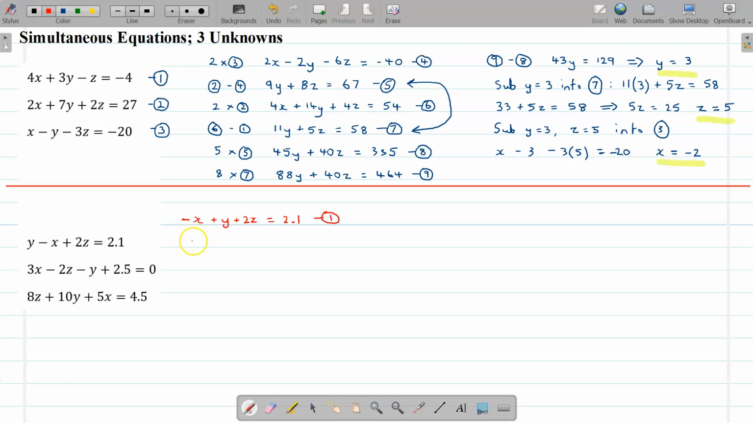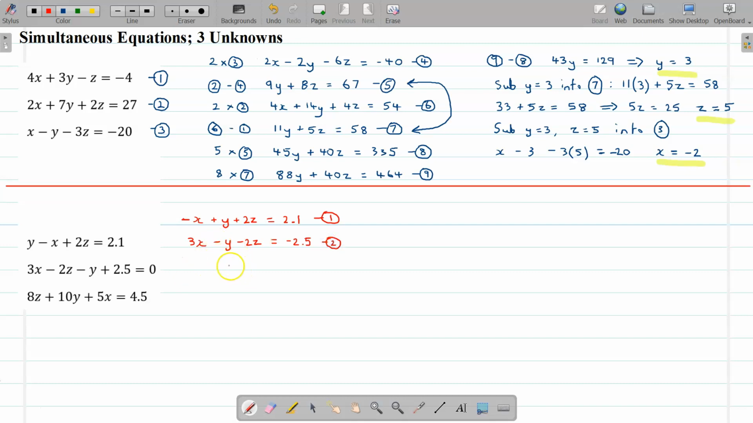Okay, the second one I'm going to write as 3x minus y minus 2z. So I'm just changing the order of the variables there. And that equals negative 2.5, because what I'm doing is subtracting the 2.5 from both sides. And that's going to become equation 2.